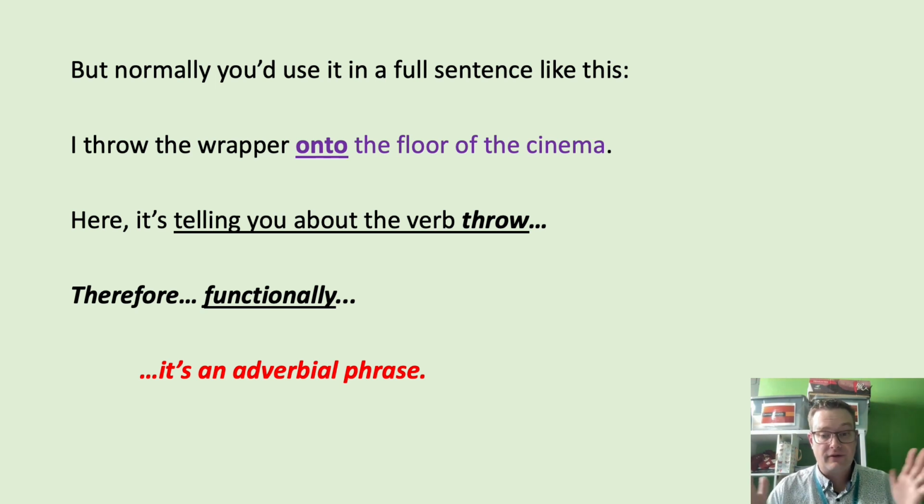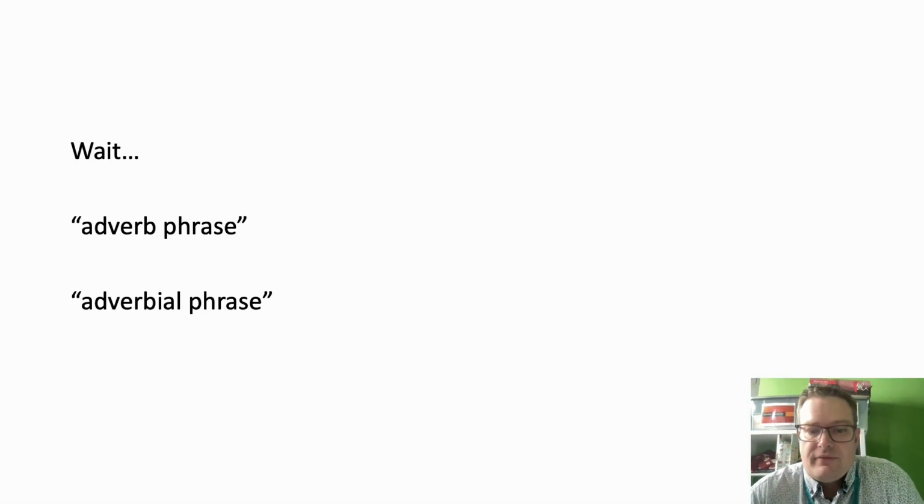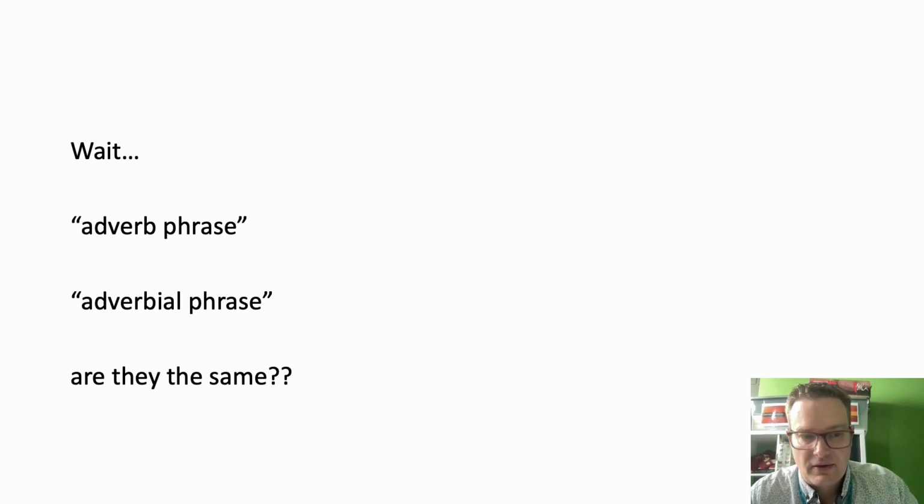Like in the phrase, onto the floor of the cinema, there is no adverb there. But the whole phrase is acting kind of like an adverb. It is telling you something about the verb throw. So we call these adverbials, and you're going to see that quite a few times in syntax. So, adverb phrase, adverbial phrase. Can we tell the difference?